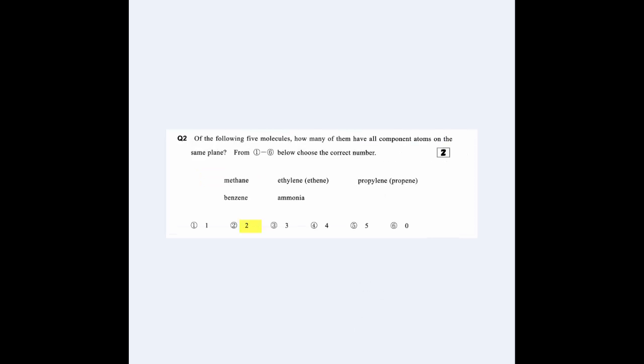Question 2. Of the following 5 molecules, how many of them have all component atoms on the same plane? From 1 to 6, choose the correct number below. The answer is 2. So 2 of them have all component atoms on the same plane. I don't know which ones they are, but we know the answer is 2.